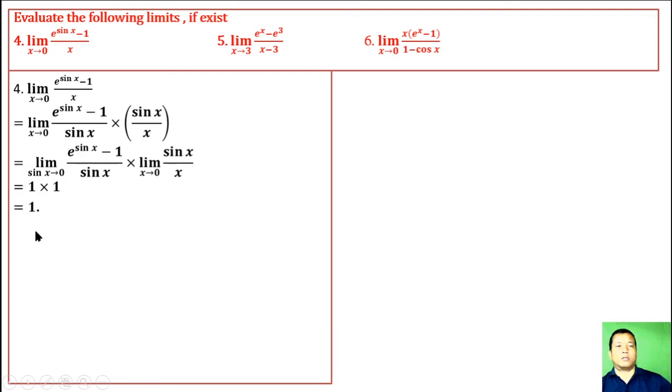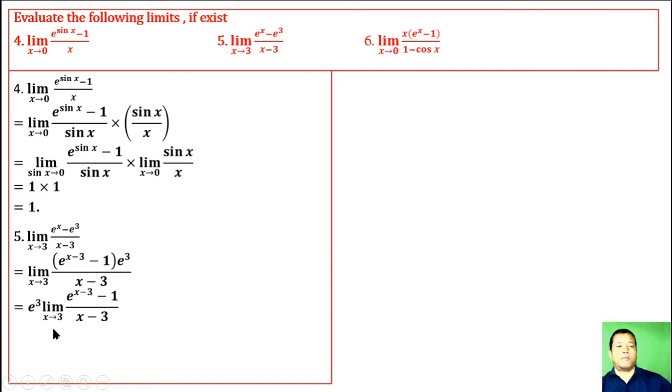So by the standard result we get 1. Number 5, e to the power 3 is taken out, and we get it from the standard result. The limit of e to the power 3 is a constant, independent of x, and the other limit is 1, so we get e cube.